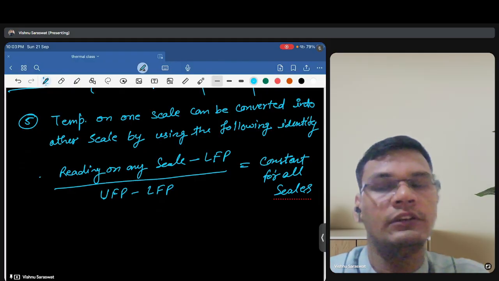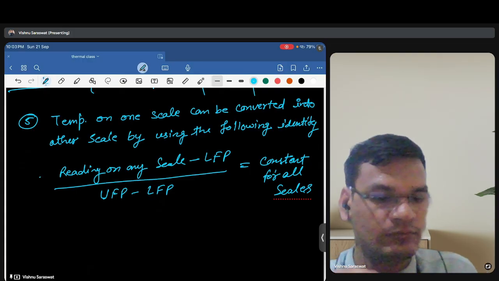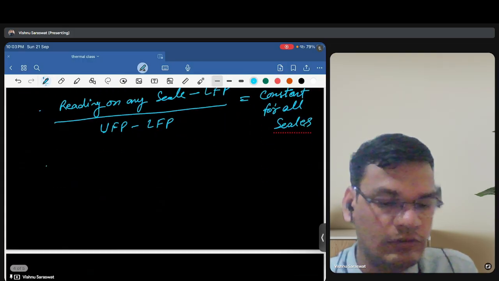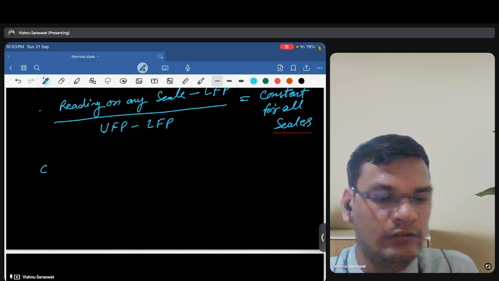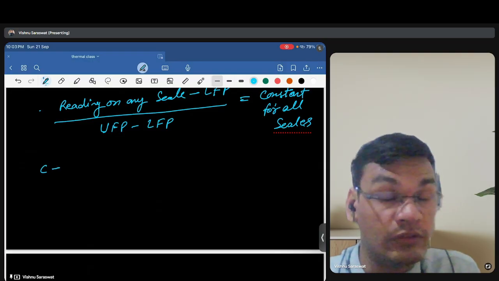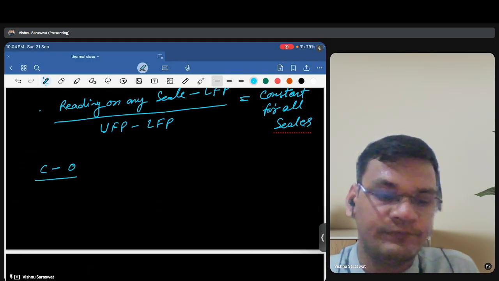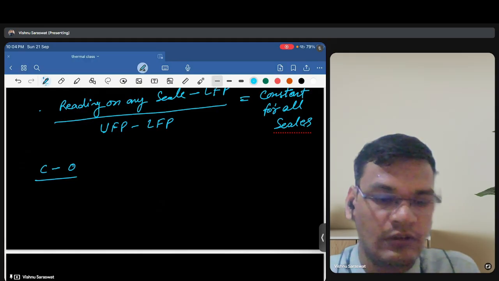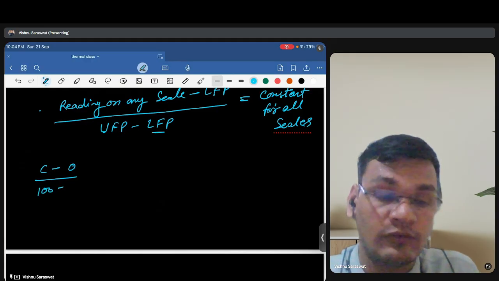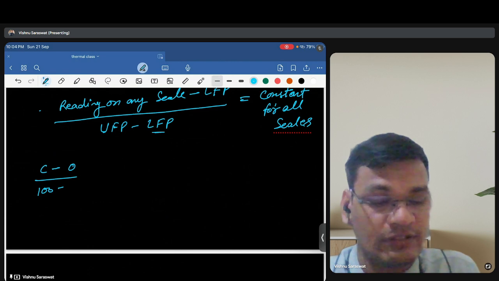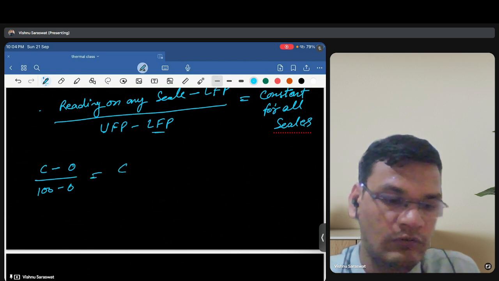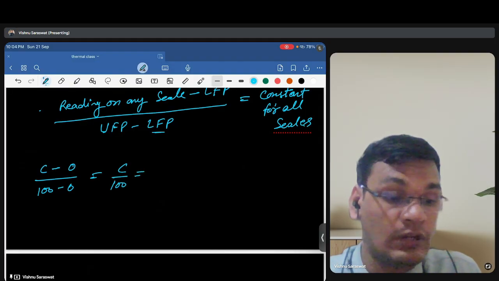Suppose you have a temperature in degrees Celsius. We can write it as C, and the lower fixed point on the Celsius scale is 0, and the upper fixed point is 100, minus the lower fixed point of the Celsius scale, which is 0. So it is equal to C upon 100. Now come to this. You can write the equivalent formula for the Fahrenheit scale.